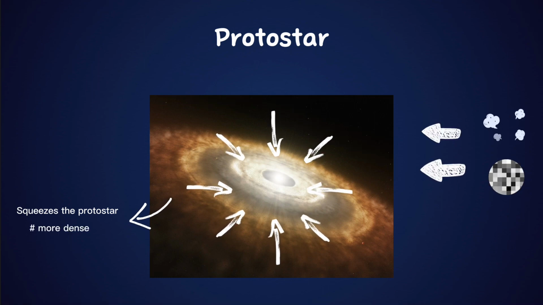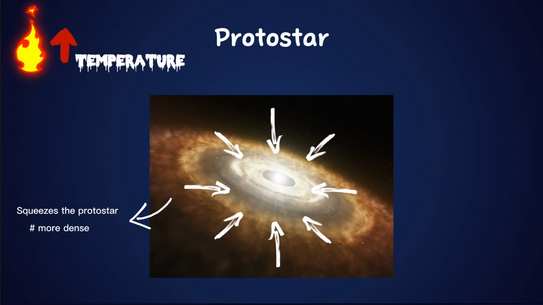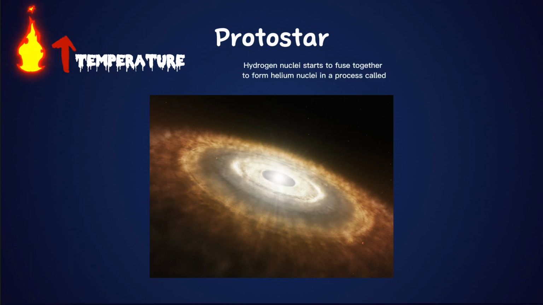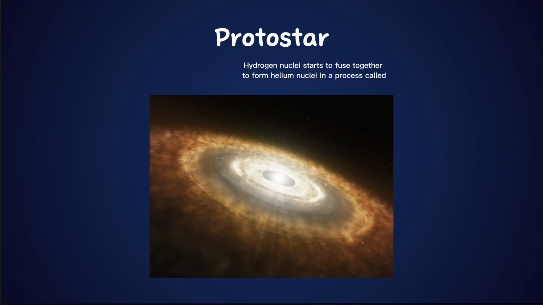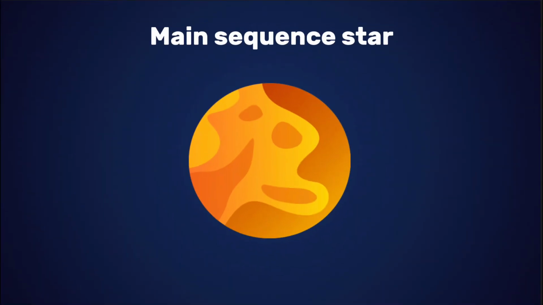This means that the particles inside it collide with each other more often, which in turn raises the temperature of the protostar. Then, when the temperature is high enough, hydrogen nuclei start to fuse together to form helium nuclei in a process called nuclear fusion. This gives out a huge amount of energy, which keeps the core of the star hot, and at this point, we call it an actual star, or more precisely, a main sequence star.